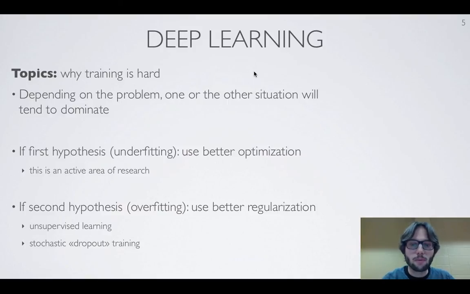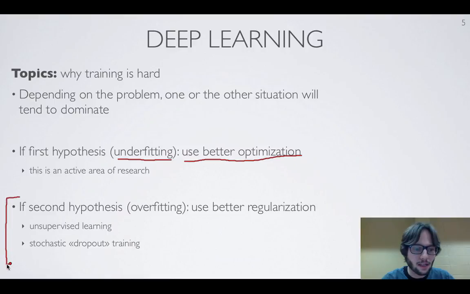These two problems are quite different, but depending on the situation, the intuition is that one dominates over the other. If we are underfitting, and there are ways we can try to measure this, if the training error is very close to the validation set error, then perhaps we're underfitting. Then one solution is to use better optimization methods than just stochastic gradient descent. This is a current active area of research, as in right now, 2013. I'm not going to talk too much about optimization in this class, but there are references on the website of this course.